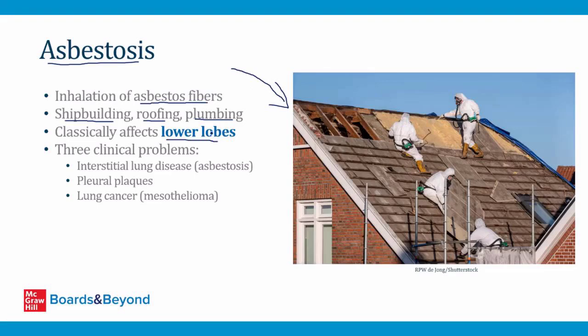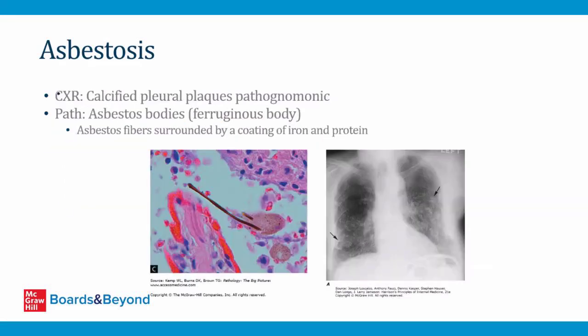And when you inhale asbestos fibers, it can lead to 3 different clinical problems. One of these is interstitial lung disease, which is called asbestosis. But asbestos can also cause pleural plaques to form, and it can lead to a very rare form of lung cancer called mesothelioma.